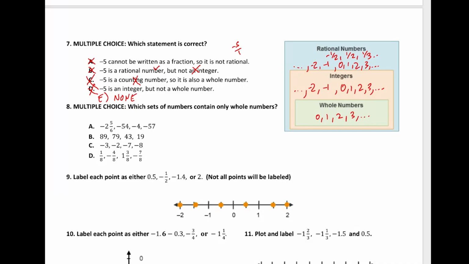Oh, wait a minute. I totally misread that. Oh, I'm sorry, y'all. My bad. So, yeah, D is correct. It is an integer, not a whole number. It's not a counting number. I just totally misread that. That's my bad. It belongs here, not down here.